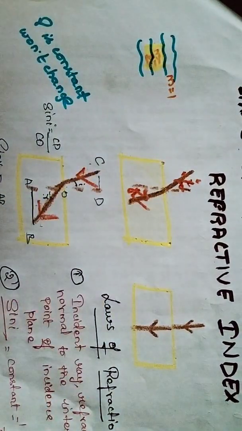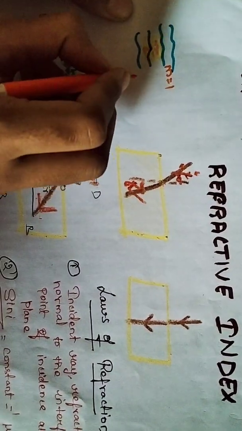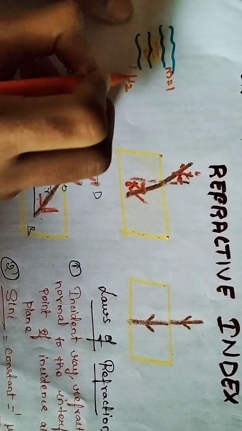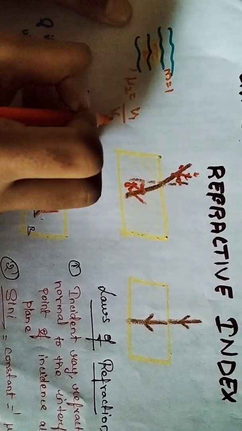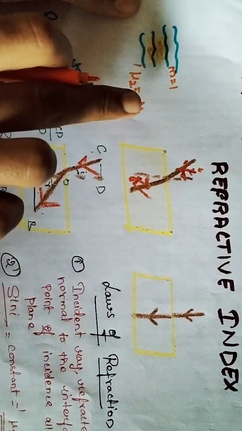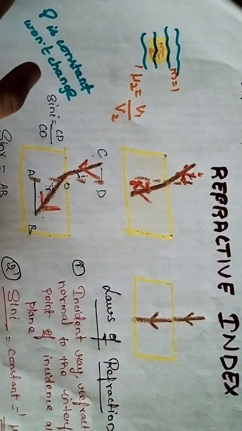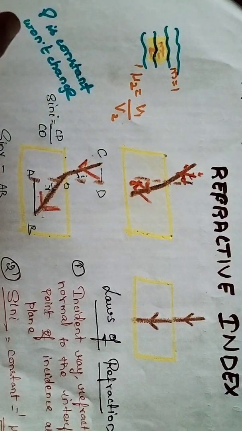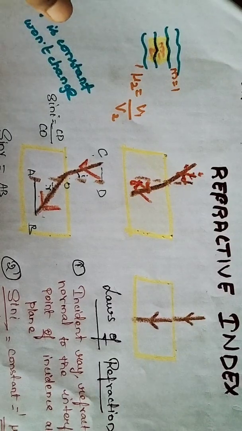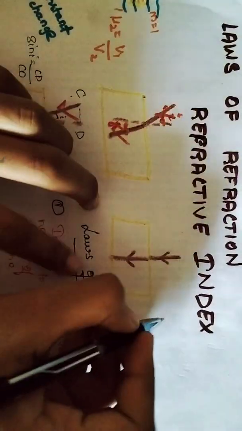Now next is, how can we write that formula? n2 with respect to 1 is v1 by v2. Simple. Instead of vacuum C, we have to substitute the velocity formula which they have given in the question. Now, the factors on which refractive index of a medium depends. I will write that also. It's also an important point.